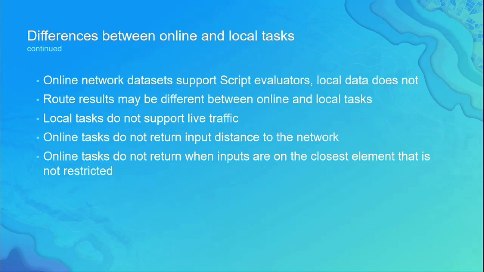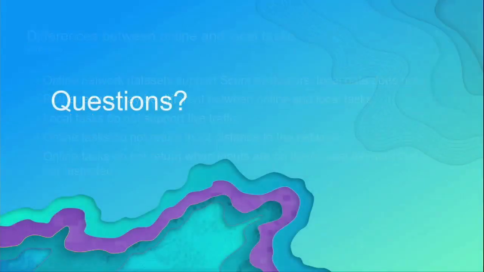And local tasks do not support live traffic. They do support historical traffic patterns, though. Online tasks do not return the input distance to the network. So if you locate a point, it won't tell you how far the input geometry that you gave was from where it actually located it. That might be coming at some point in the future. Online tasks do not return when inputs are on the closest element that is not restricted. So it just says, hey, I'm located. It doesn't say, well, I'm located, but the closest element was restricted, so I had to move you over. It doesn't give you that as output. And that's really all we have.